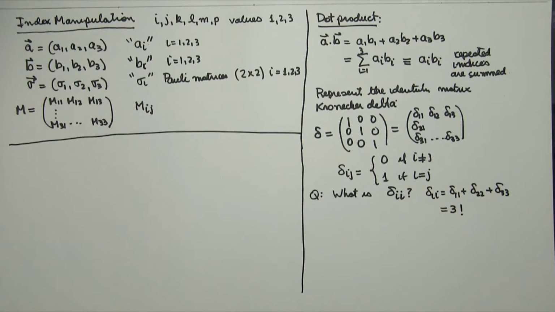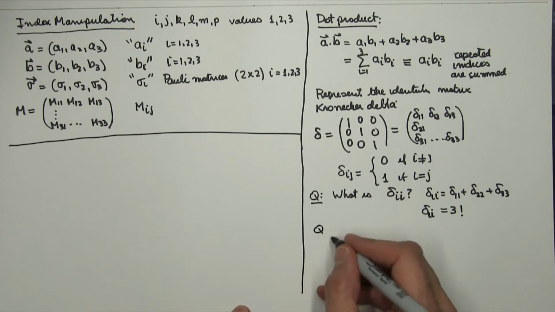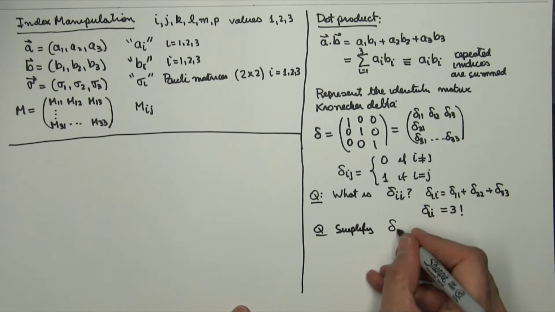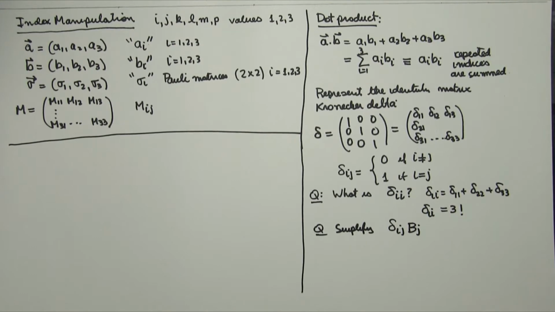So delta ii is equal to 3. Another question. Simplify delta ij times bj, where bj is arbitrary. So here you have one index summed and one free index. That means that this labels a collection of 3 objects, because i, which is the only free index, takes values 1, 2, 3. So there are 3 objects. j is always summed, so you don't get more objects from this.